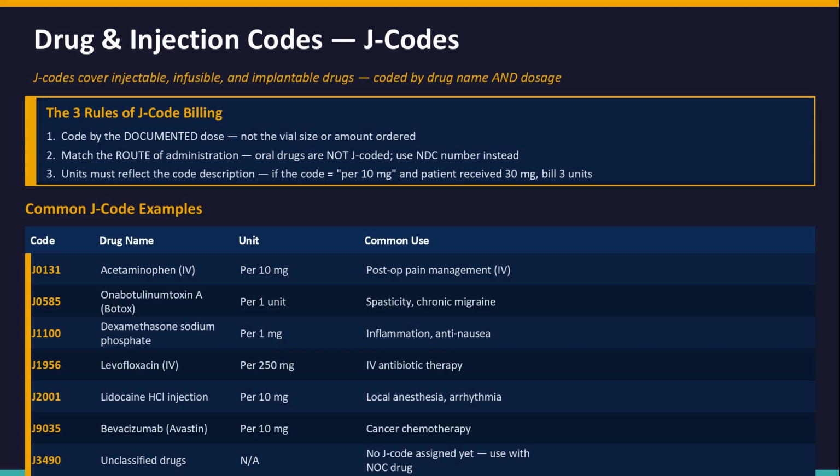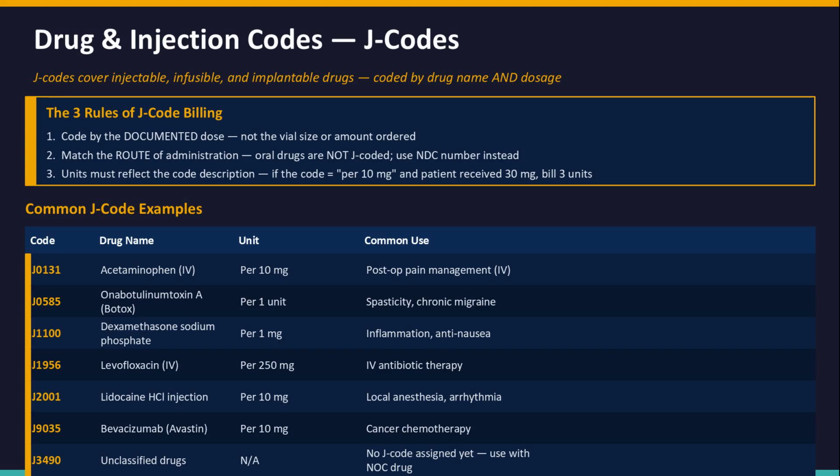Rule 1. Code by the documented dose. The physician may have ordered a 200 mg dose, but only administered 150 units. You code what was given according to the clinical documentation, not what was ordered, and certainly not the entire vial size. Rule 2. Match the route of administration. J-codes are specifically for non-oral routes: injections, infusions, implants. If a medication is taken orally, you do not use a J-code. Oral drugs are typically reported using the NDC, the National Drug Code number, on the claim.